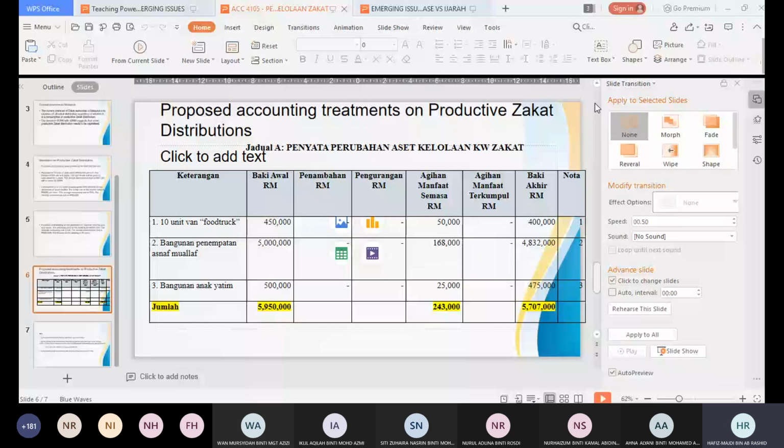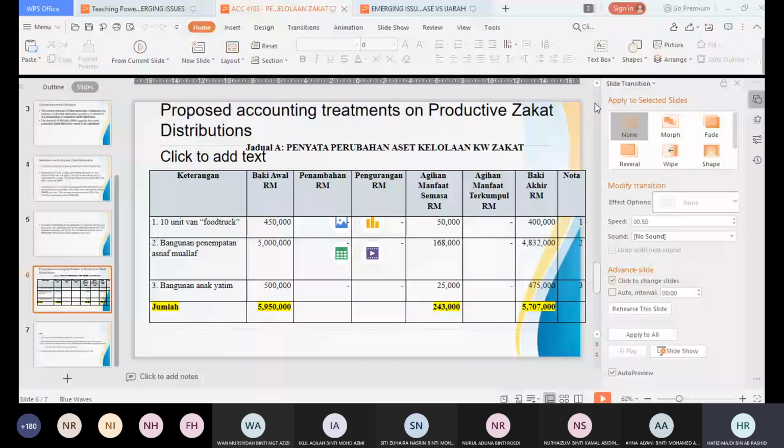So this is an example of an issue where there is no sufficient accounting guideline for non-profit organizations in preparing quality financial statements about their activities. I'll stop here for a while. If you have any questions, I'm not sure whether you can really follow the discussion. Is that okay?